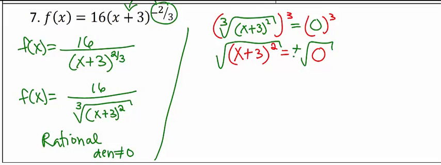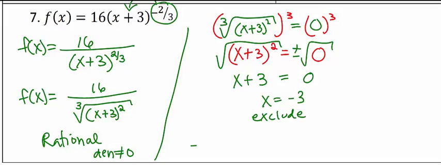Anytime that you introduce a square root, then you always need to include plus or minus. But plus or minus the square root of 0 is just 0. So we have x plus 3 equals 0. And now we're going to subtract 3 from both sides. Once we solve for x, this is the value that we will exclude from the real number line.